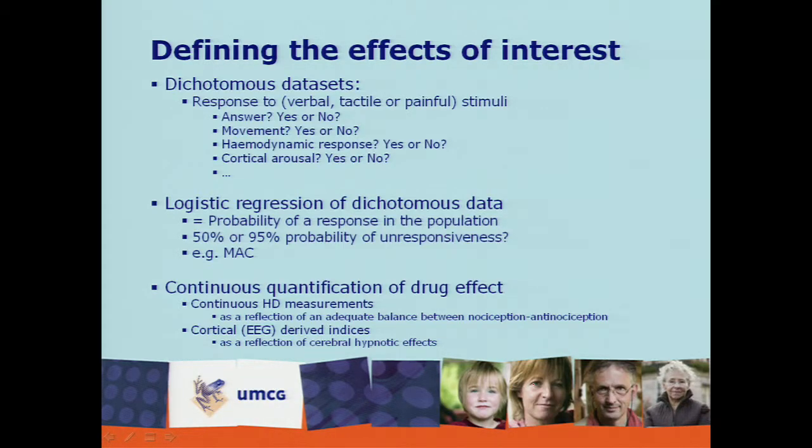Next to these dichotomous data sets, we also have now the possibility to study continuous quantification of drug effect. And I think the two big categories in the drugs that we are focusing on are, of course, the hemodynamic measurements. That's a continuous one that we can do in ROR. And the cortical EEG or auditory evoked potential derived indices as a reflection of the cerebral hypnotic effect. So two categories of data we can collect in patients or volunteers when we study these drug interactions.